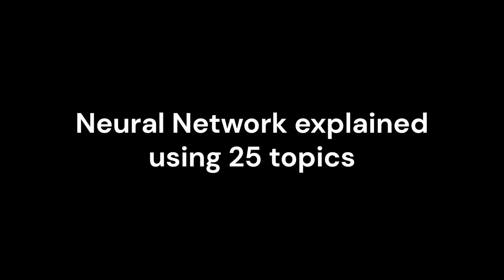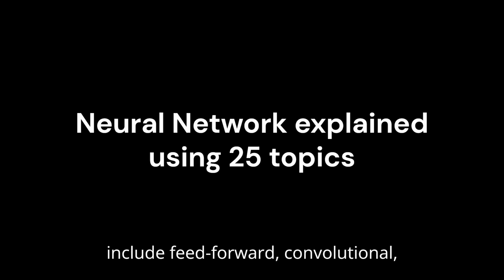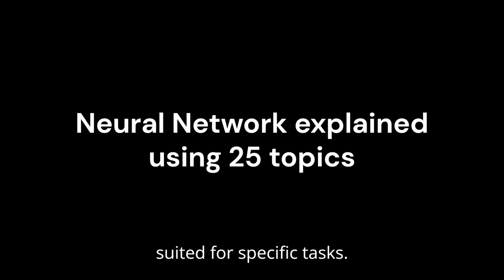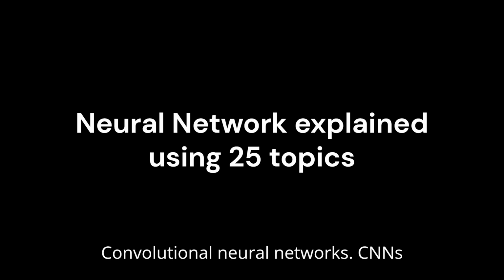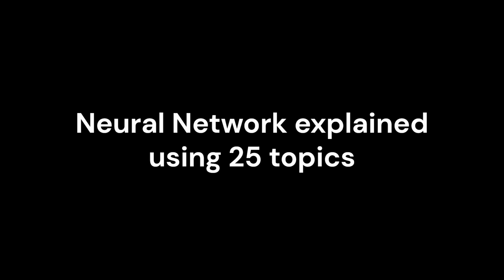19. Neural network types. Different types include feed-forward, convolutional, recurrent, and transformer networks, each suited for specific tasks. 20. Convolutional neural networks, CNN. Specialized for analyzing images by detecting patterns like edges and shapes.